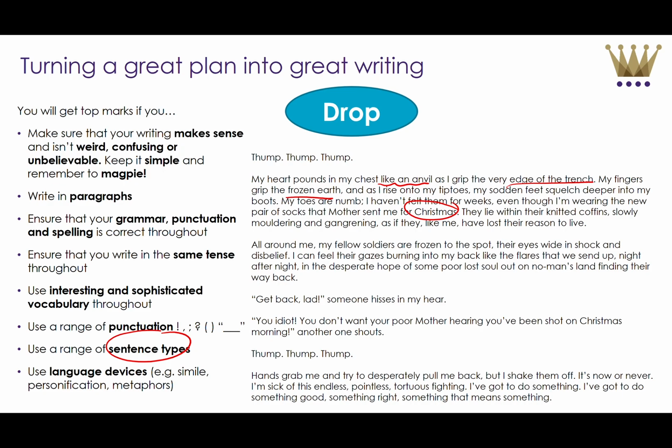I'm describing my toes, and I want to make it sound really grim. So they lie within their knitted coffins. I've got a metaphor there. Slowly mouldering and gangrening, as if they, like me, have lost their reason to live.